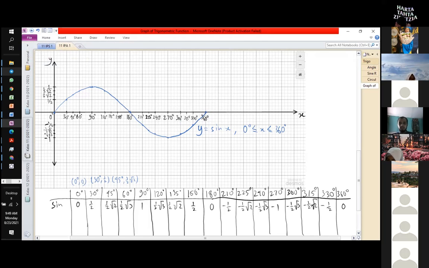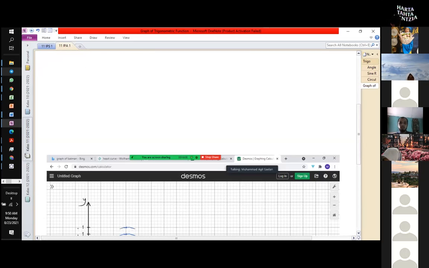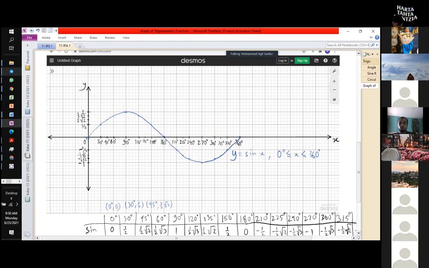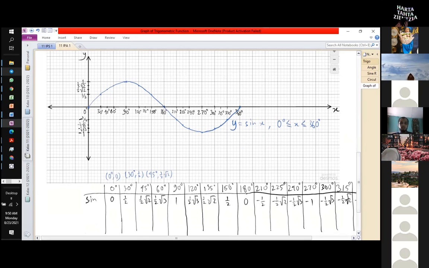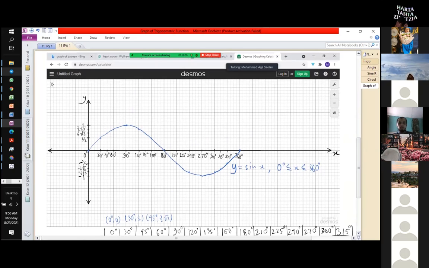So yeah, this is the graph. Today we will graph all of the trigonometric functions, hopefully all of them will be finished today. Starting from the sine graph, so this is this one. And then the cosine and the tangent graph, you will do as an exercise. I will explain to you the properties of the sine graph, and next meeting, inshallah, the properties of the cosine and the tangent graph.